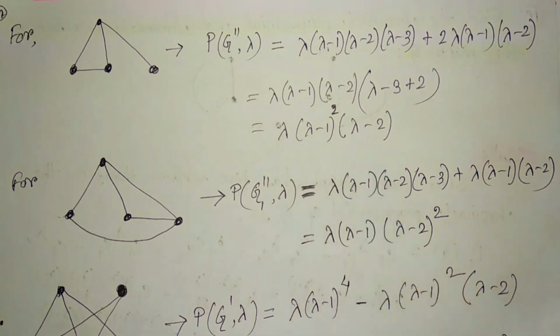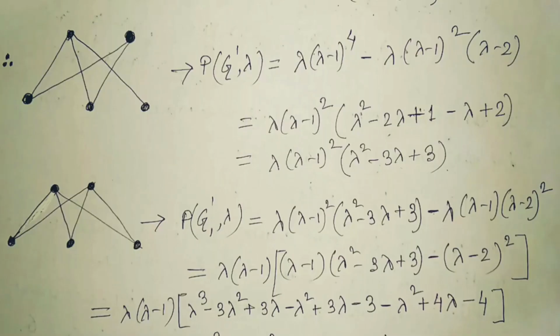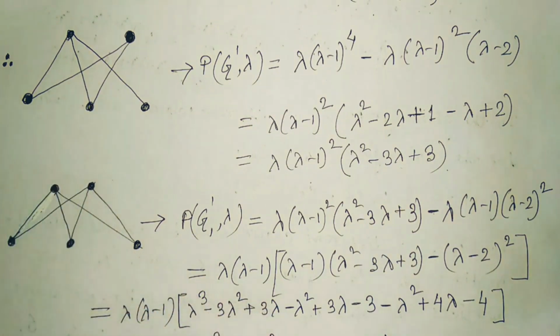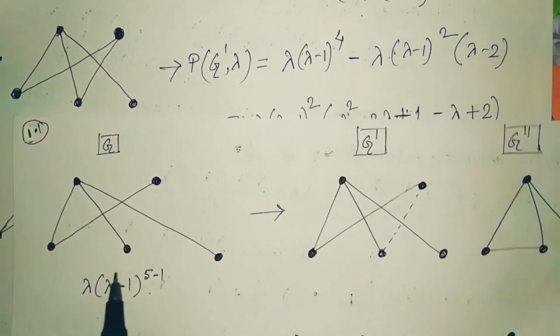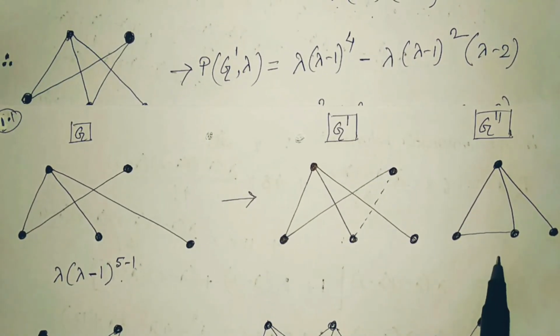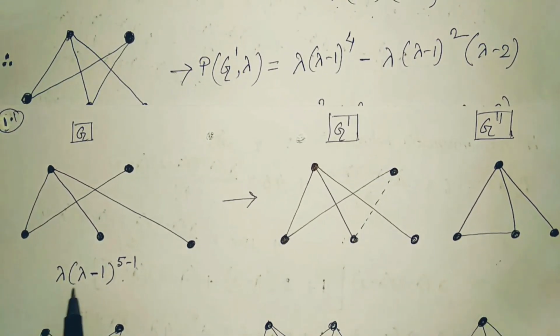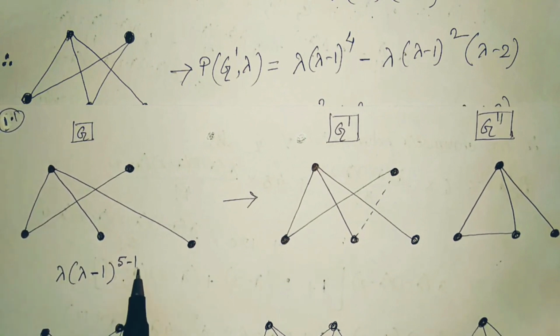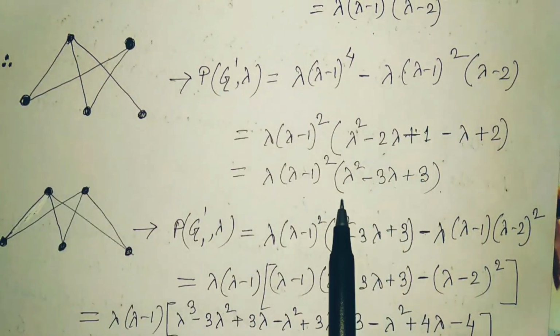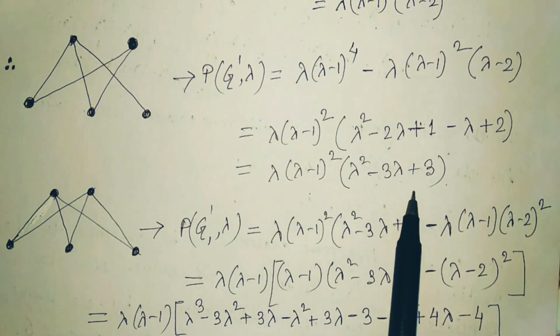If we simplify, then we will find it as lambda into lambda minus 1 whole square into lambda minus 2. Again similarly, if you find the chromatic polynomial for this one, then it is lambda into lambda minus 1 into lambda minus 2 whole square. Now the chromatic polynomial for this graph, we should find by subtracting the chromatic polynomial of this one minus this one. We have calculated the chromatic polynomial of this one, and it is lambda into lambda minus 1 to the power 4. So we do the same thing. After simplification, we will find the chromatic polynomial like this one.